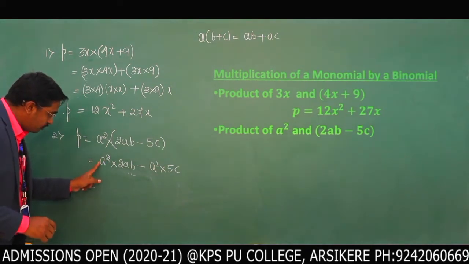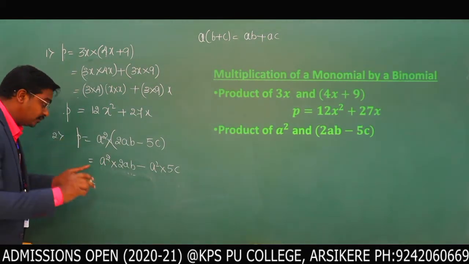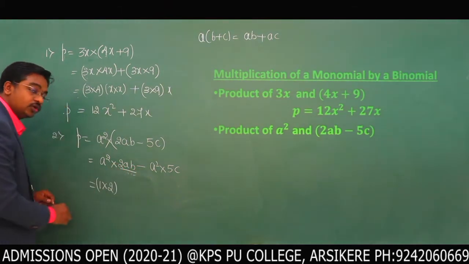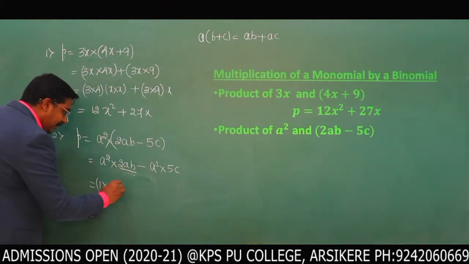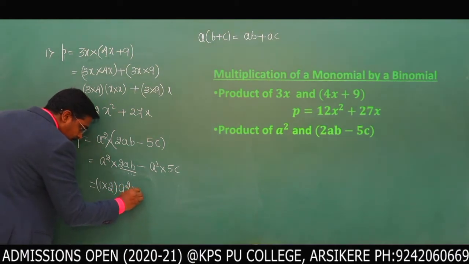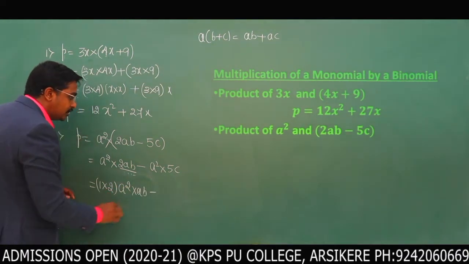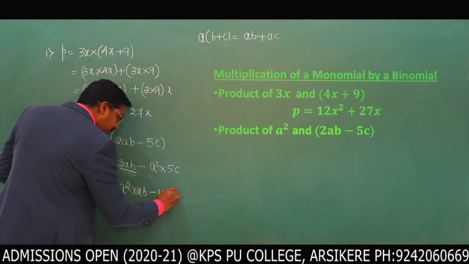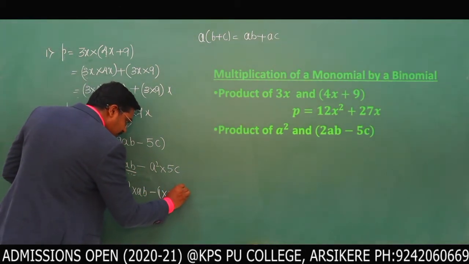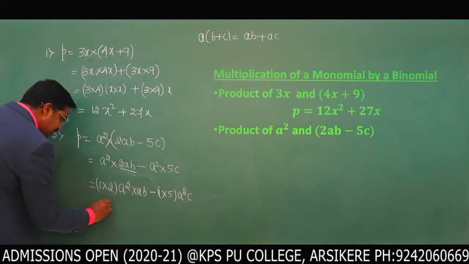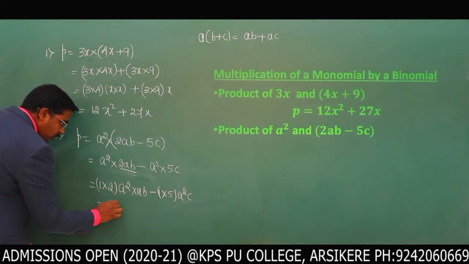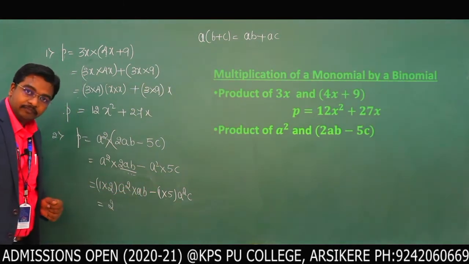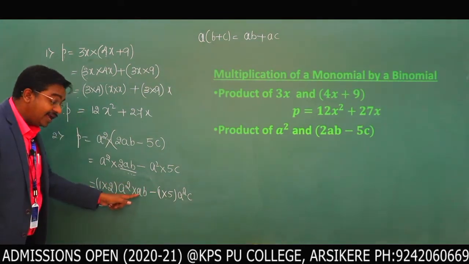Just observe here the coefficient of a square is 1. So 1 into the coefficient of ab, which is 2, and a square into ab. Here also the coefficient of a square is 1, with the minus sign, so minus 1 into 5 into a square into c. So when you combine, 2 into 1 becomes 2, a square into ab. Here b is a different term, so it is an unlike term.